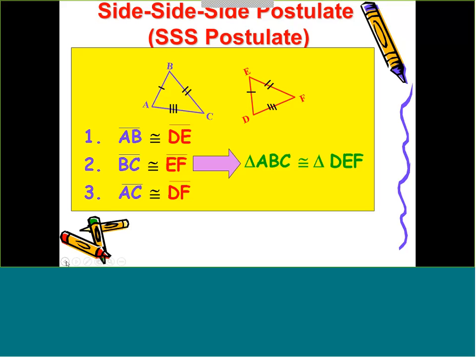So side, side, side. Right here I'm showing you the tick marks to demonstrate that AB is congruent to DE, BC is congruent to EF, and because of the 3 tick marks here, you know that AC is congruent to DF. Now we can set up our congruent statements: segment AB congruent to segment DE, segment BC congruent to segment EF, and so on, which ultimately leads us to triangle ABC congruent to triangle DEF, based on side, side, side.